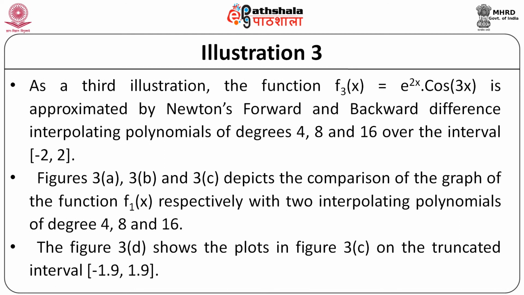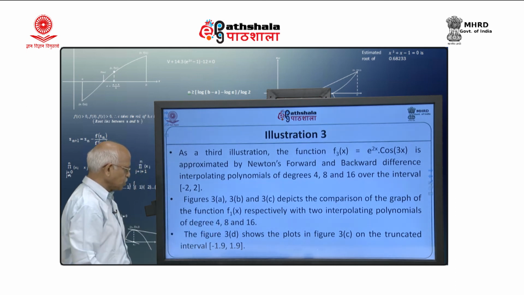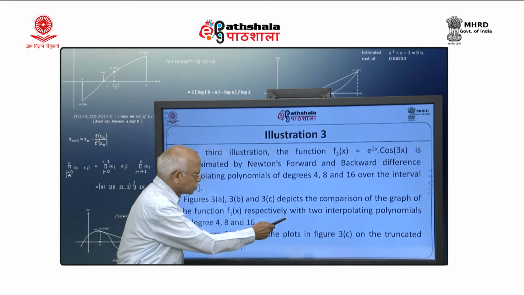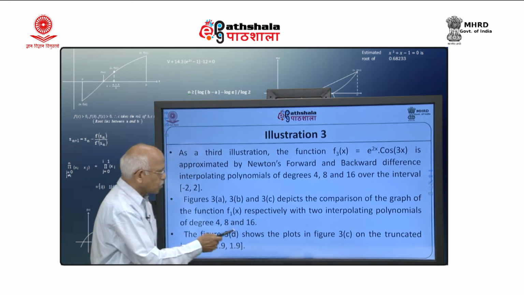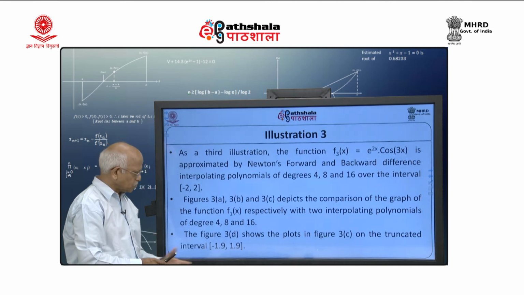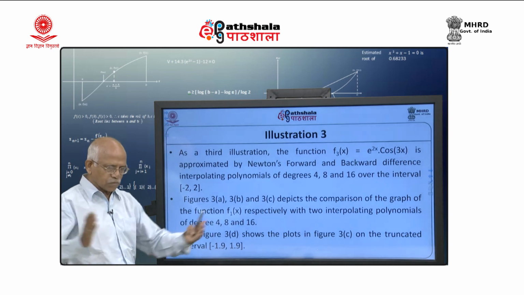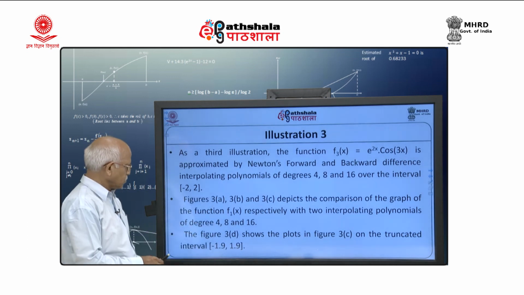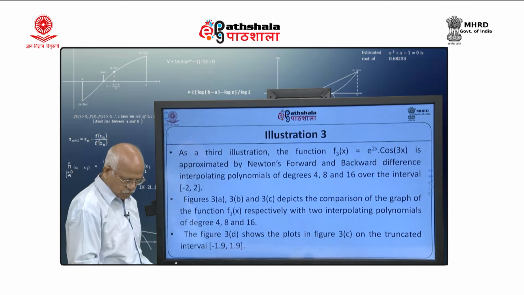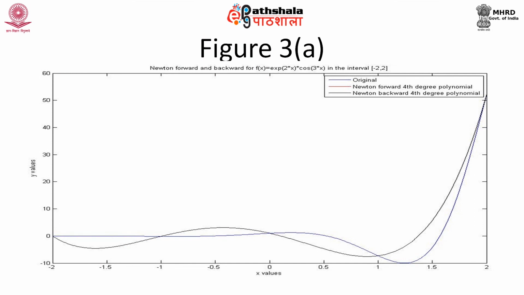respectively with two interpolating polynomials of degree 4, 8 and 16, and figure 3d shows the plot of figure 3c on the truncated interval -1.9 to 1.9, because we wanted to see whether that phenomenon which gives large error towards the end exists for this particular function also or not. And you can see that the observation is like this. This is your blue curve, and now you can see the black curve.